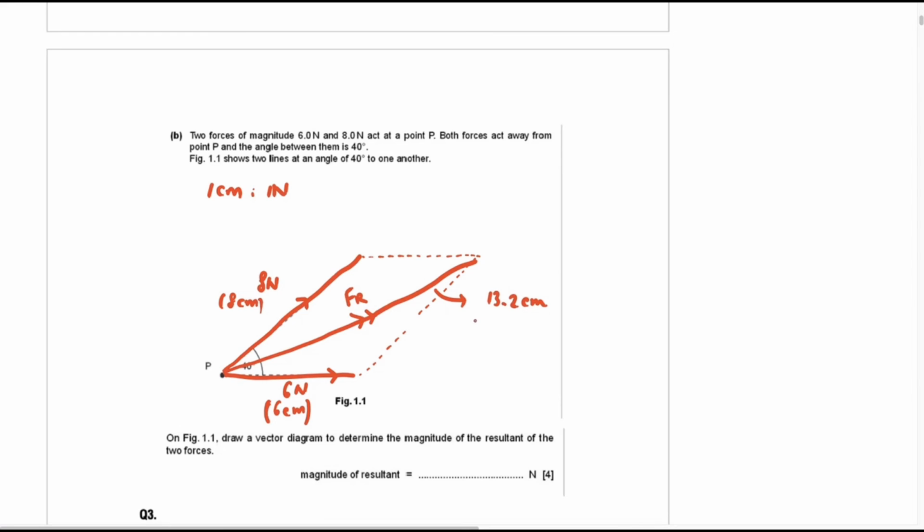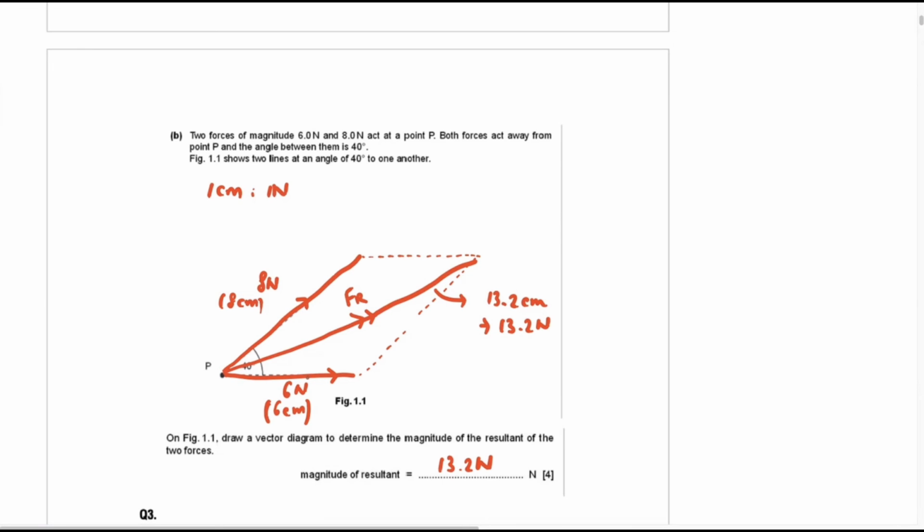You measure and you get this. And then you have to say that this is 13.2 Newton. Then we get the answer, 13.2 Newton. So this is scale drawing. Okay? So we use scale drawing to handle it.